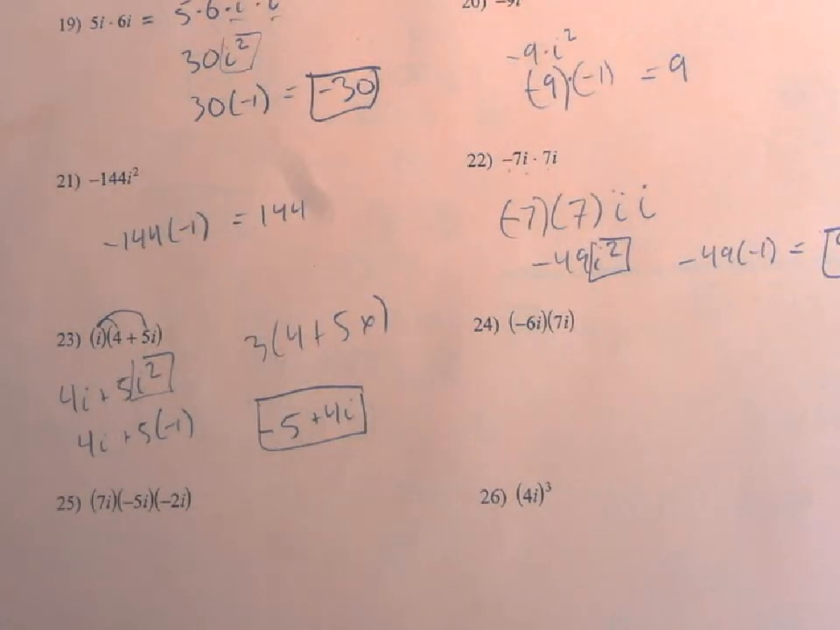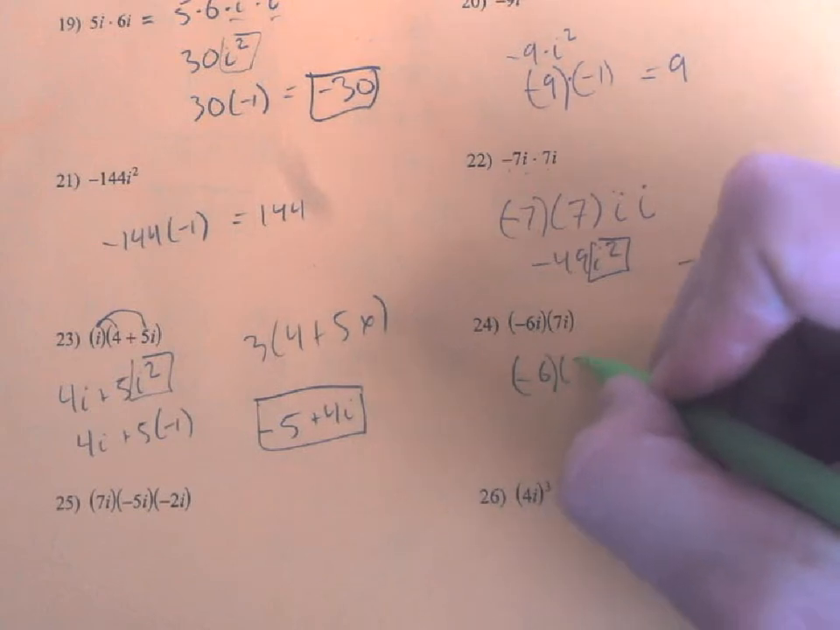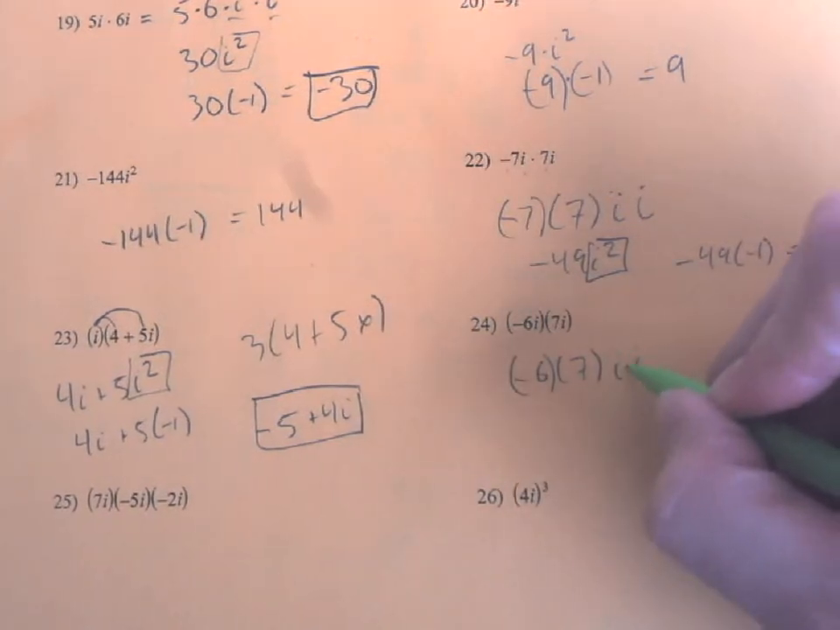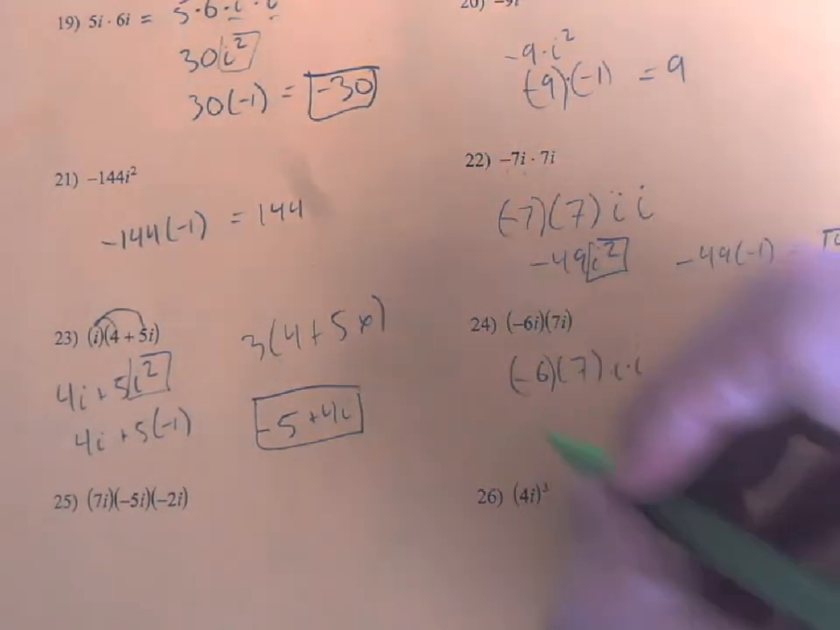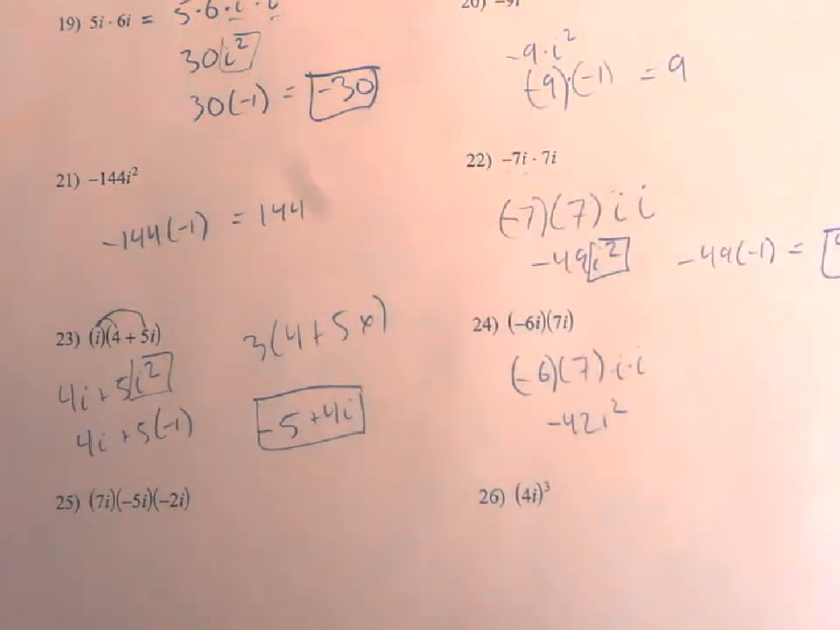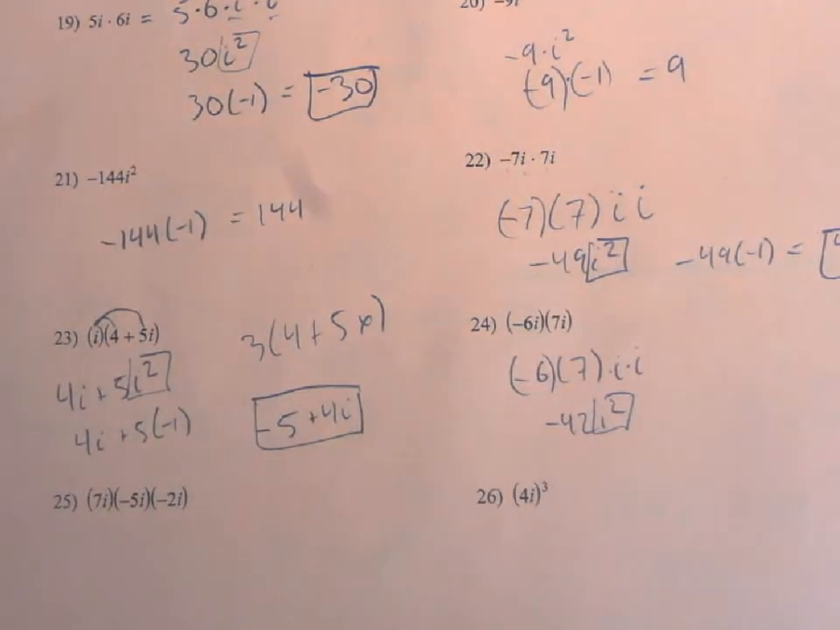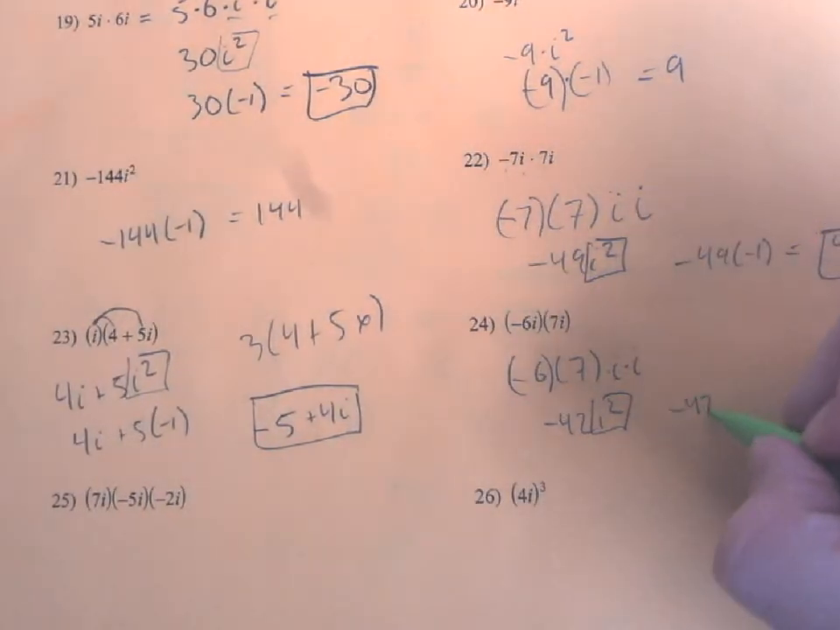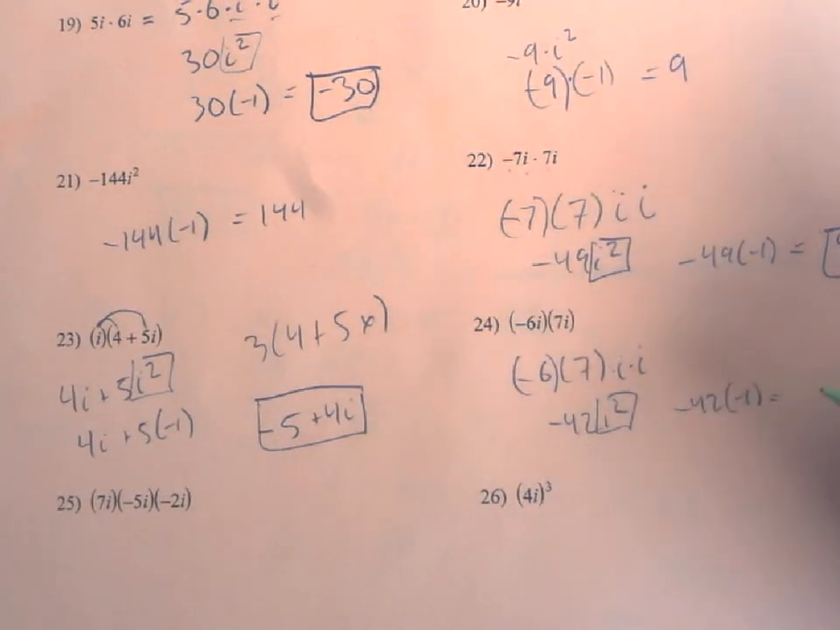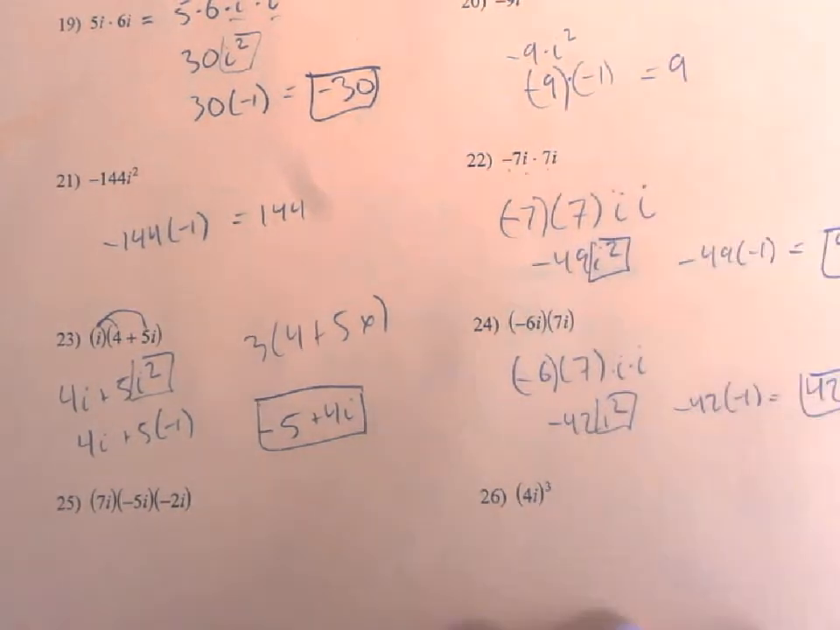Okay. This one we've done something like this before, right? Let's just use the commutative property. Multiply our numbers, then we'll have our i's at the end. So -42i squared. This guy's -1, so this is -42 times -1, which is 42.